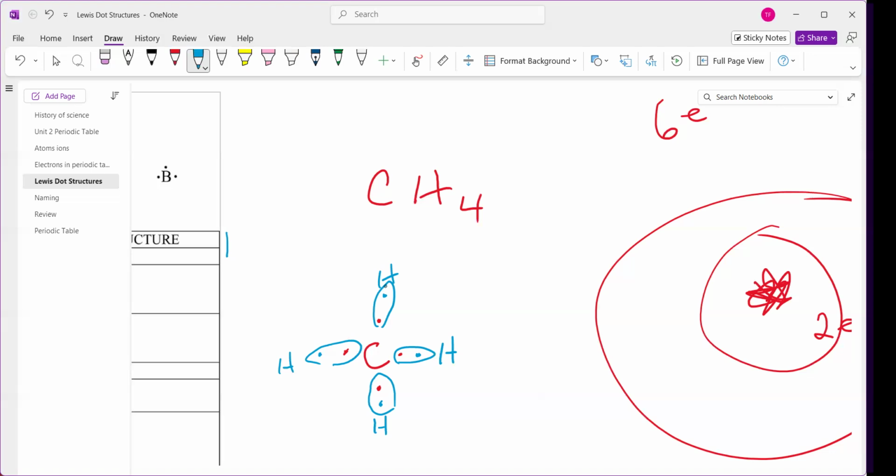Now, these are called covalent bonds. Co means share, like cohabitate. Valent, valence electrons. So a covalent bond shares electrons. An ionic bond does not. I'm going to talk about those a lot tomorrow. So there are 2 main types of bonds: covalent and ionic.